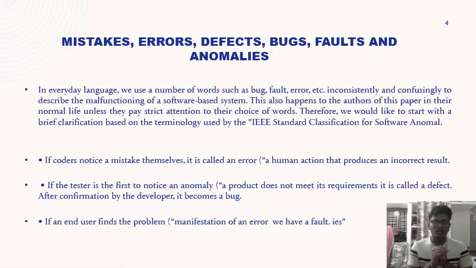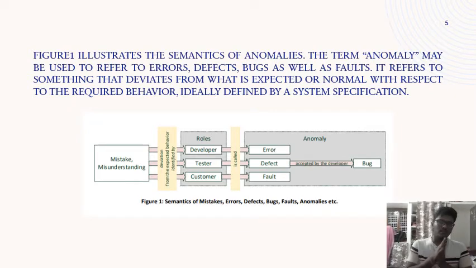If coders notice a mistake themselves, it is called an error, a human action that produces an incorrect result. If the tester is the first to notice an anomaly, a product does not meet its requirements, it is called a defect. After confirmation by the developer, it becomes a bug. If an end user finds the problem, a manifestation of an error, we have a fault. So Figure 1 illustrates the semantics of anomalies. The term anomaly may be used to refer to errors, defects, bugs, as well as faults.